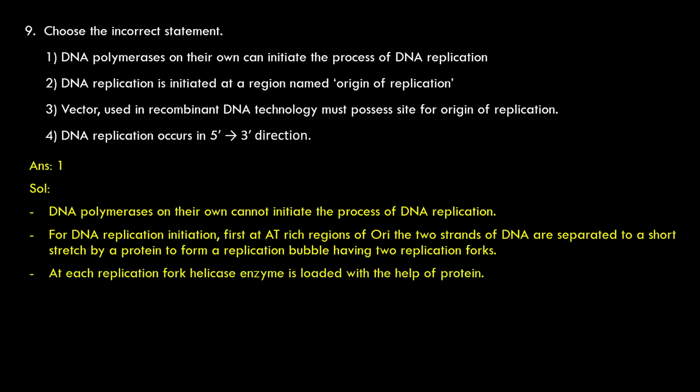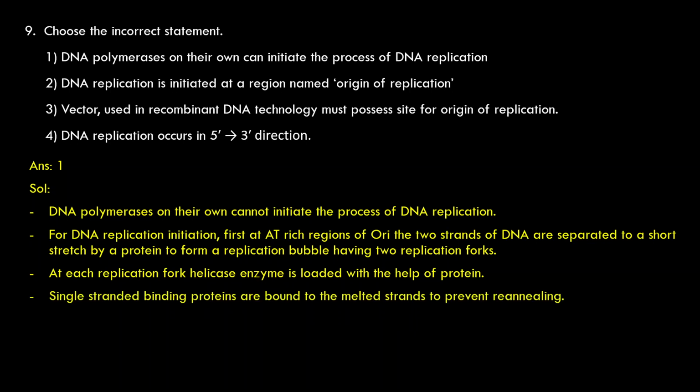At each replication fork, the helicase enzyme is loaded with the help of proteins. This helicase enzyme helps in breaking the hydrogen bonds to move the replication fork, exposing the regions where replication has to be carried out. Third, single stranded binding proteins are bound to the melted strands to prevent reannealing. After the breakage of hydrogen bonds, SSBPs, single strand binding proteins, immediately bind to the template DNA strand to prevent the reannealing of the separated parental DNA strands.